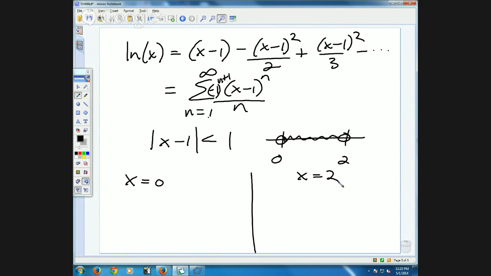So what happens if I replace x with 0? That's going to give me the sum as n goes from 1 to infinity. I've got my negative 1 to the n plus 1. And then I'm going to have 0 minus 1 is negative 1 to the n over n. So we have to clean that up a little bit. What should we do next?